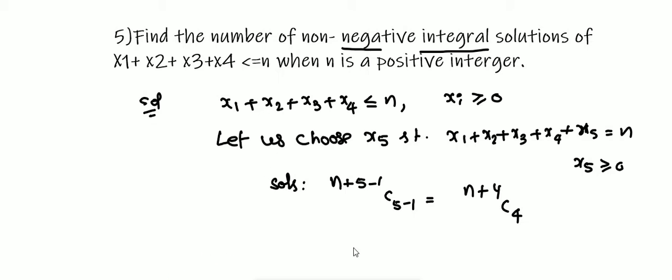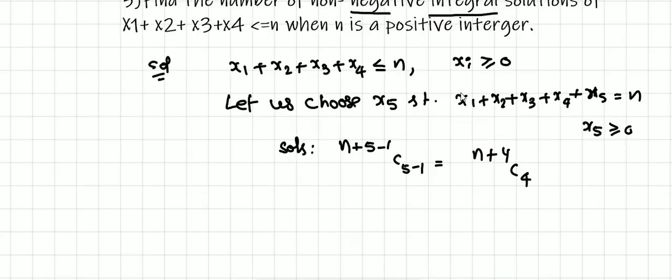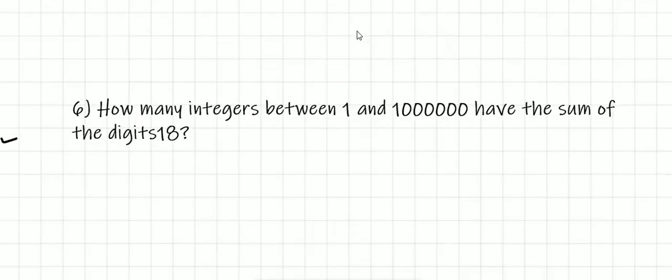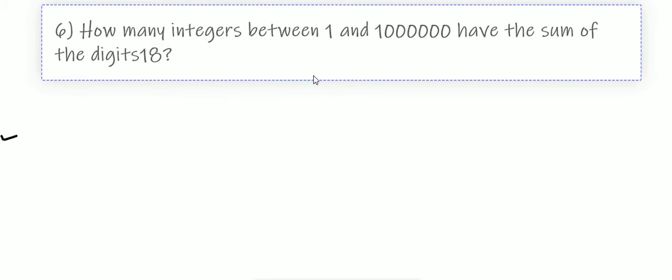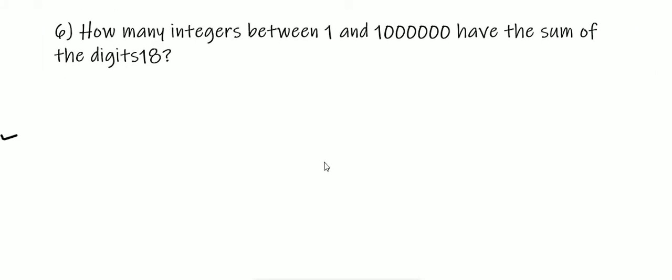Now let's move on to one more model. This is the real application, not a direct application as we did in the last 5 questions. Try to understand: how many integers between 1 and 10 lakh have the sum of the digits 18?